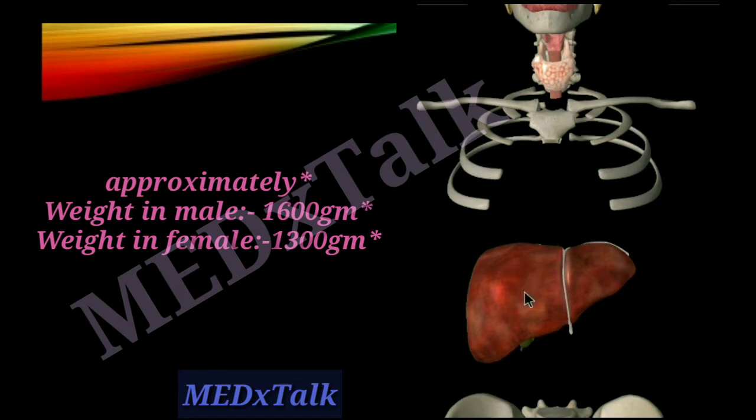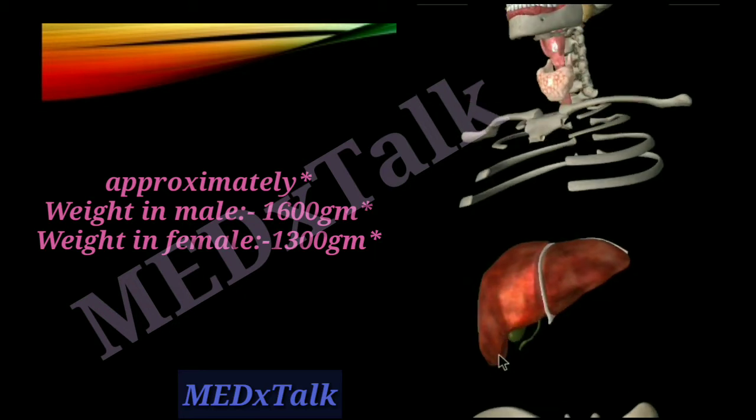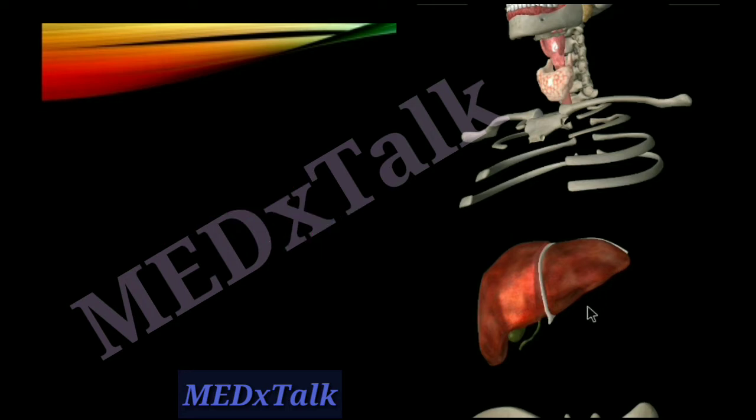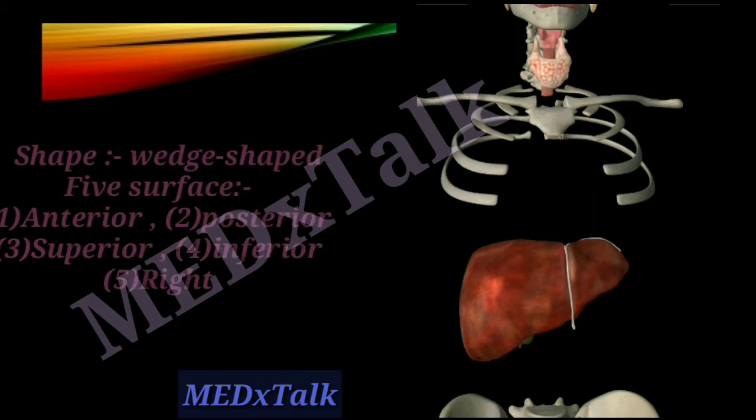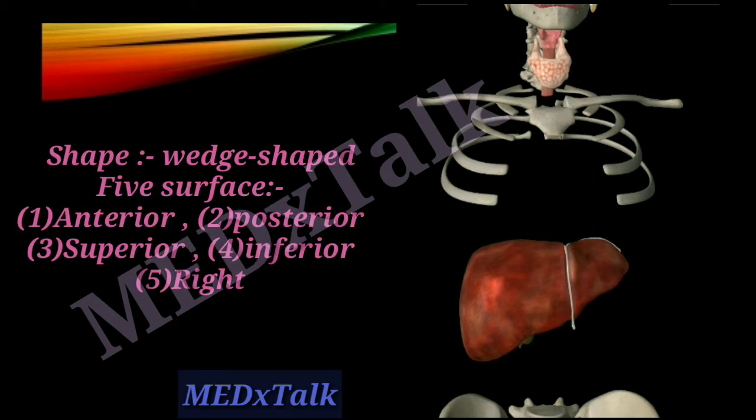The liver has 5 surfaces and 1 sharp inferior border. Now we discuss the surfaces of the liver.